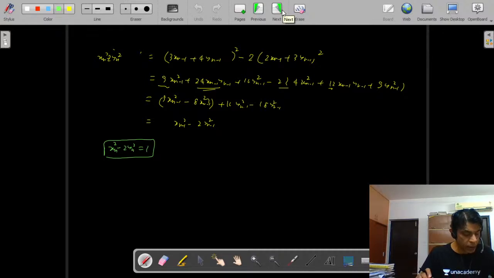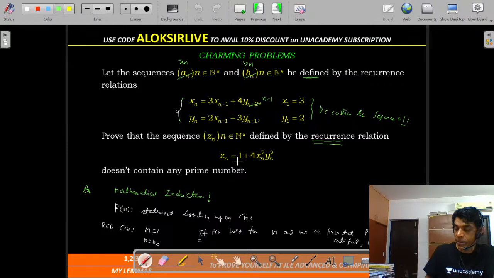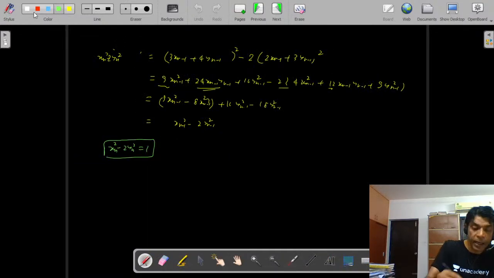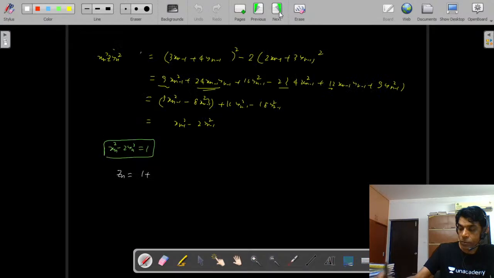Now the real part, that it is saying that the sequence zn does not contain any prime. So I'll write now very cleverly. I'll write zn is 1 plus, and this is 4. Let me check, is it 4 or 2? It is 4. So 1 plus 4 xn squared yn squared. They are saying that this contains no prime.